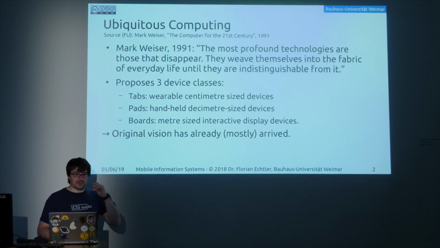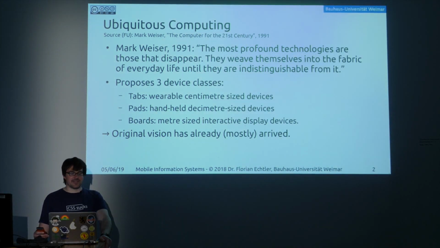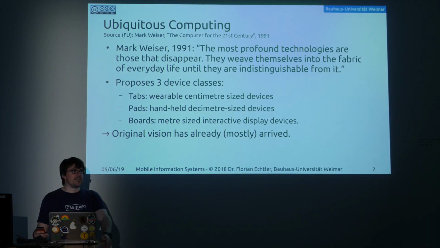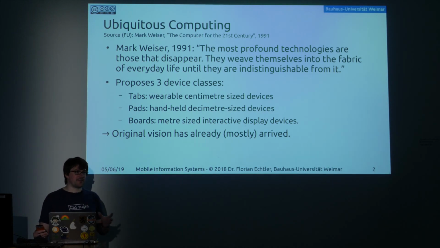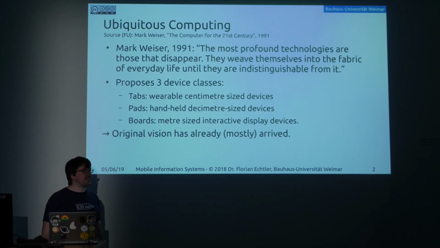The whole idea behind ubiquitous computing started in 1991. That was from a guy called Mark Weiser, and his fundamental idea was that technology is going to disappear into our everyday life. One part of his idea was that we would have three different classes of devices. One were tabs, which are wearable small displays with centimeter or inch-sized displays. Then we had pads, which would be the size of a laptop screen, and boards, which are large-scale interactive displays.